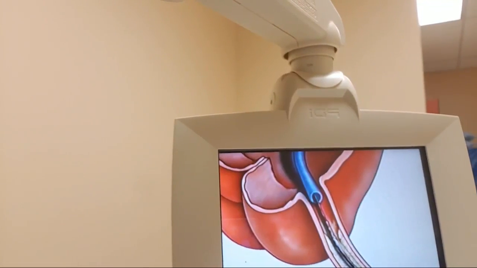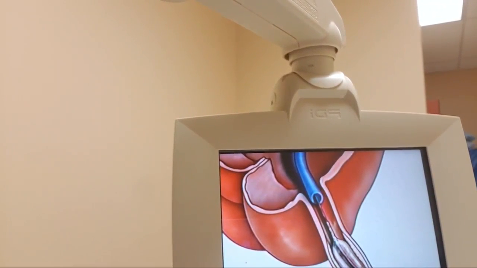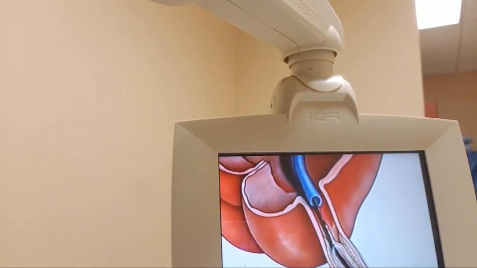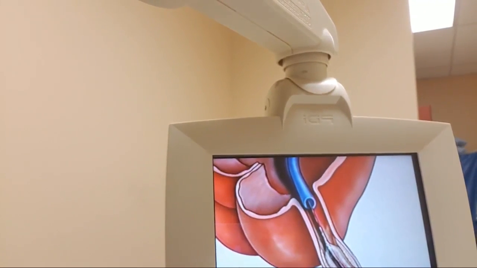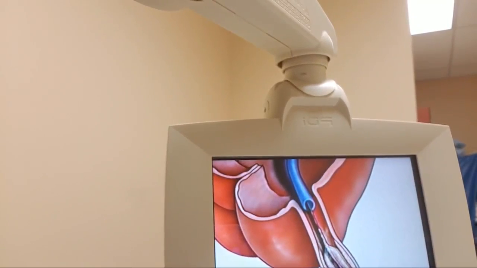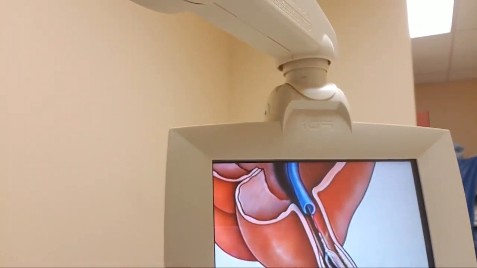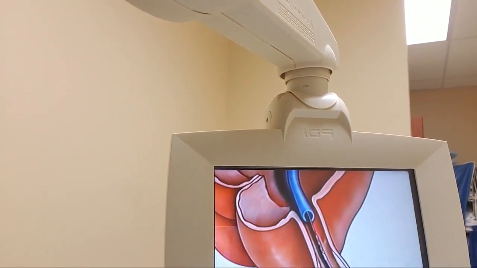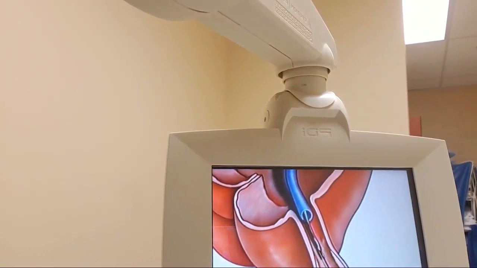The balloon is briefly inflated. As it expands, it squeezes the plaque deposits against the wall of the artery. It also stretches the artery wall and enlarges the channel through which blood flows. Your doctor will continue to inflate and deflate the balloon until normal blood flow has been restored. The balloon catheter is then withdrawn, and another balloon catheter is inserted.